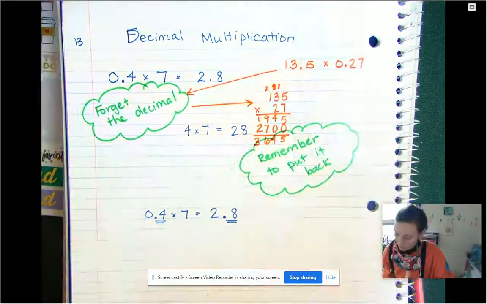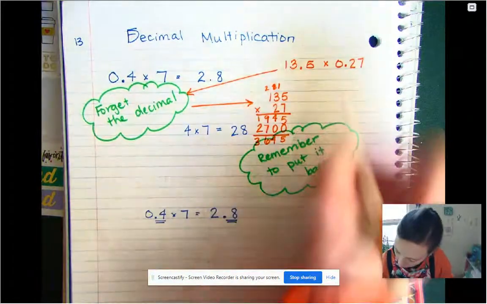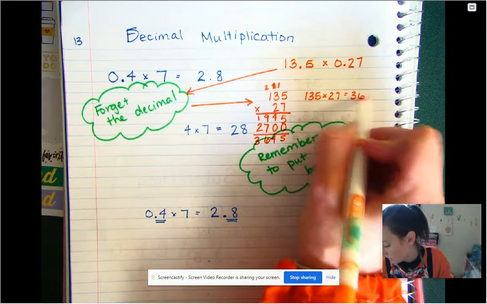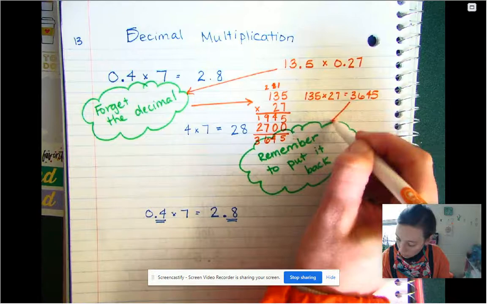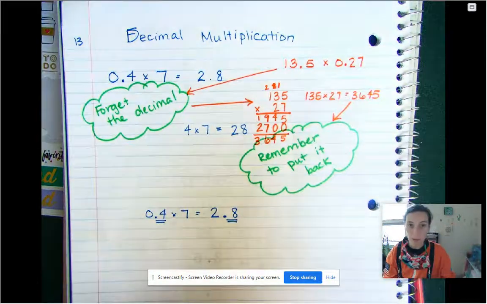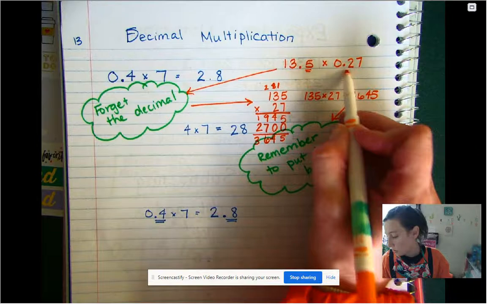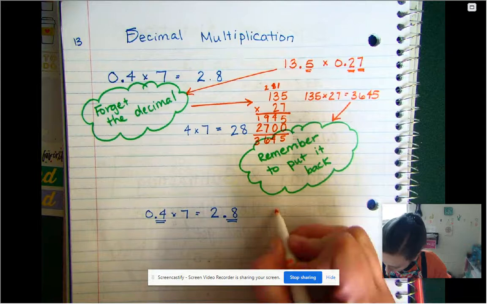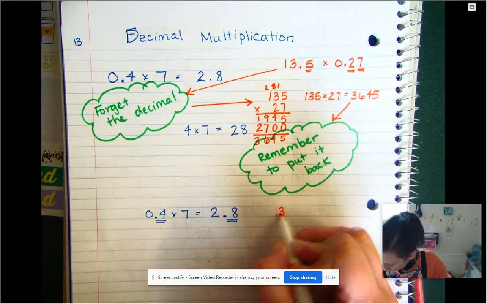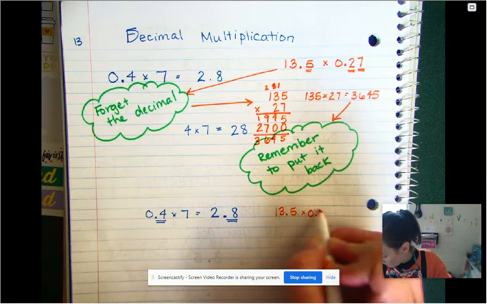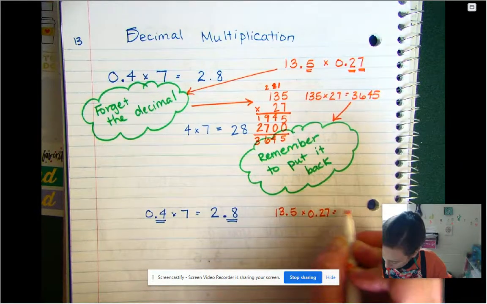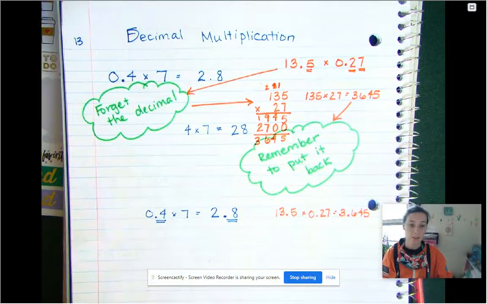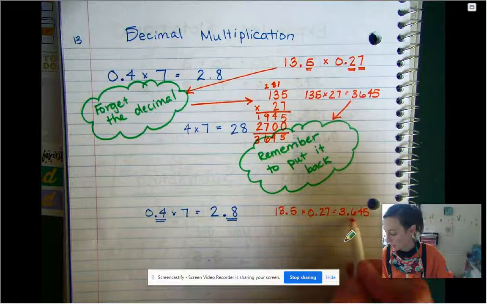16, 3. All right, so I'm just going to rewrite this where I can see it a little bit better. 135 times 27 is 3,645. Now, poof, I remember to put the decimal back in. So I go back and look, and I had 1, 2, 3 place values behind the decimal in the problem. So when I write the answer, I need to have 1, 2, 3 place values behind the decimal in the answer.